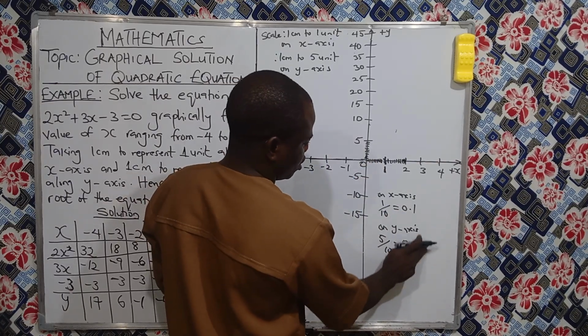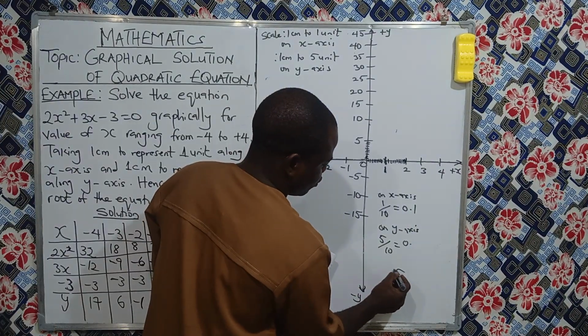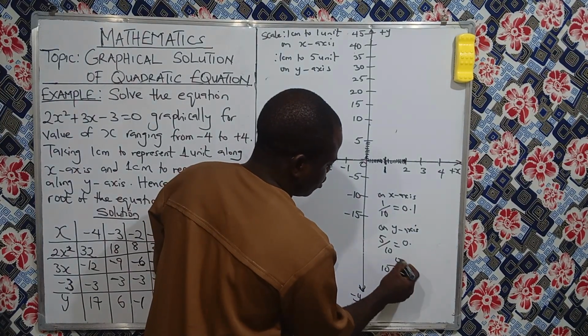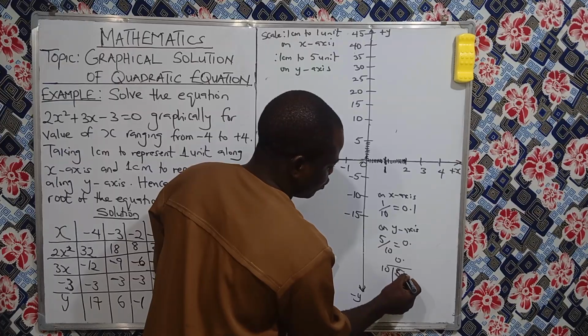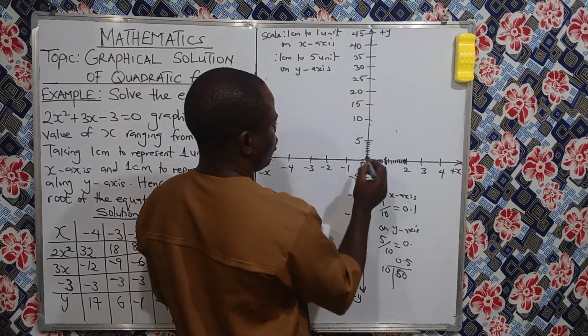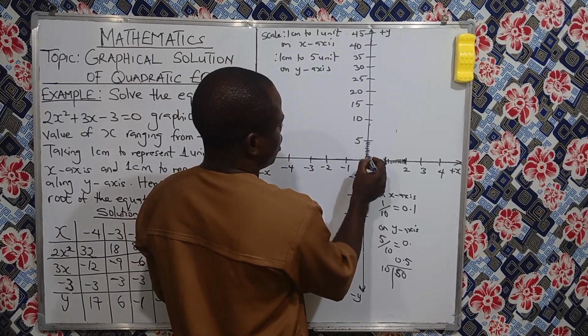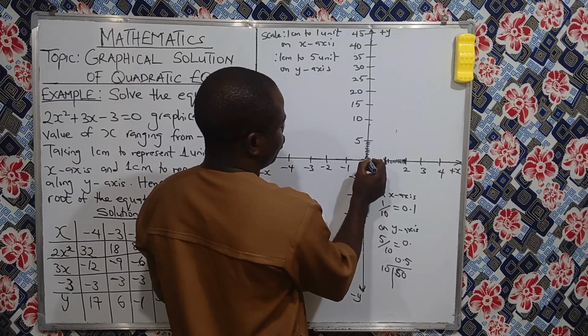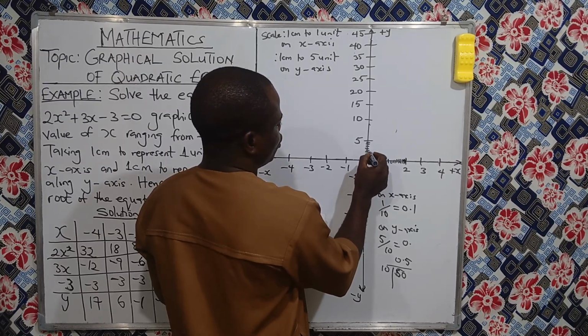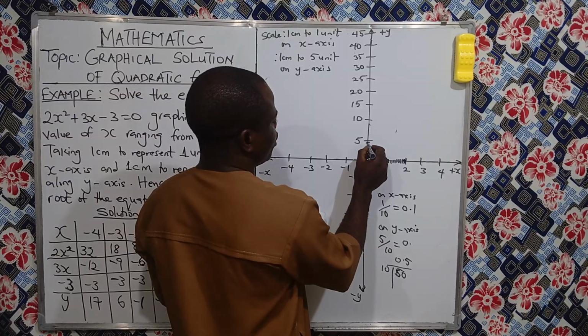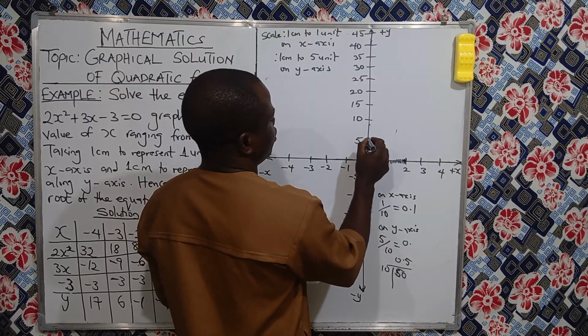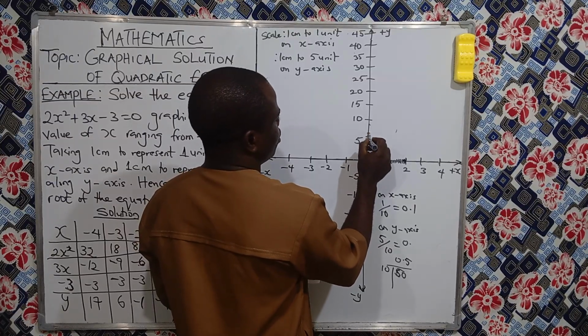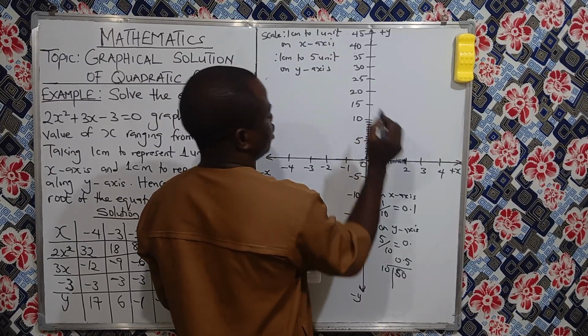Sorry, 5 divided by 10 is 0.5. So we count 0, 0.5, 1, 1.5, 2, 2.5, 3, 3.5, 4, 4.5, 5. That's how it will be. So 1, 2, 3, 4, 5, 6, 7, 8, 9, 10.